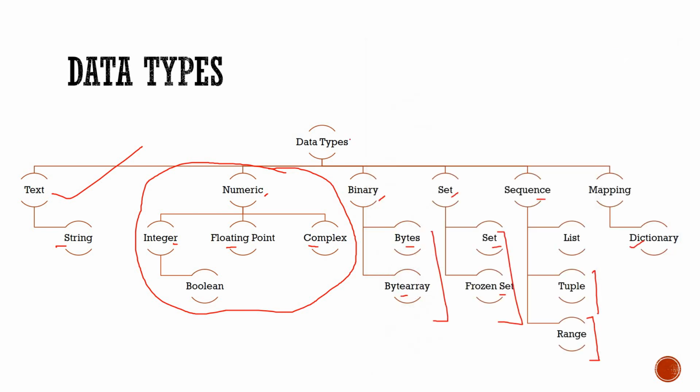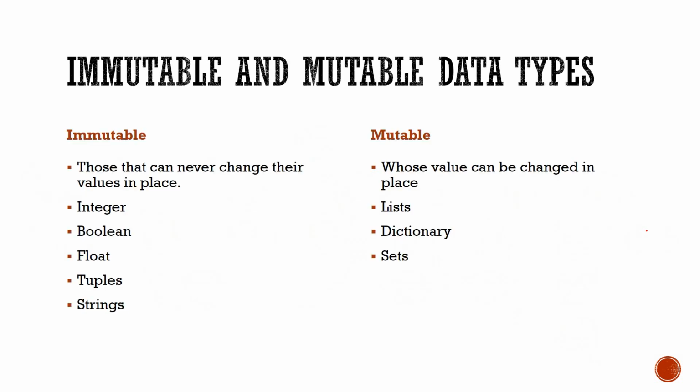Okay. So till now we have learned about the numeric data types, that is integer, float, complex, boolean, then string, then list, tuple, and dictionary. Now we are moving forward to the differentiation between the data types. What is the difference between immutable and mutable data types? Immutable means which can't be changed. Those variables which can never change their values in place are known as immutable data types, and those which can change in place are known as mutable data types.